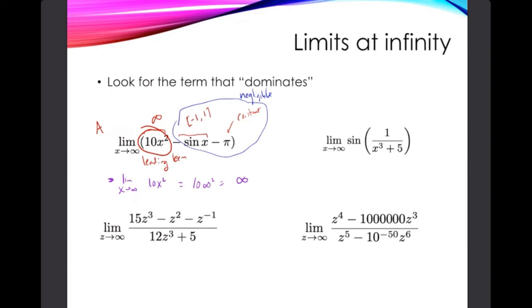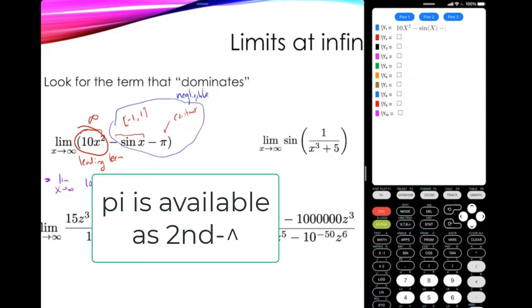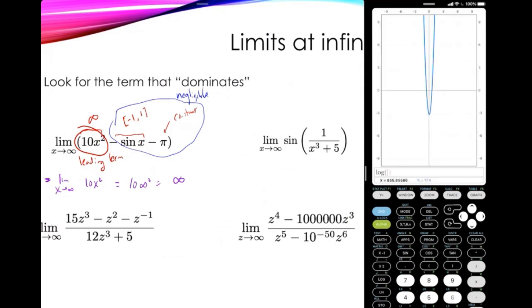And I'd like to verify that statement by again referring to my calculator. So let's plot this function together, shall we? 10x squared minus sine of x minus pi. And we'll go zoom standard. I don't know about you, but that really feels like it's just a parabola to me. The 10x squared term dominates. You can't even tell that we had sine of x or pi involved in this function at all.